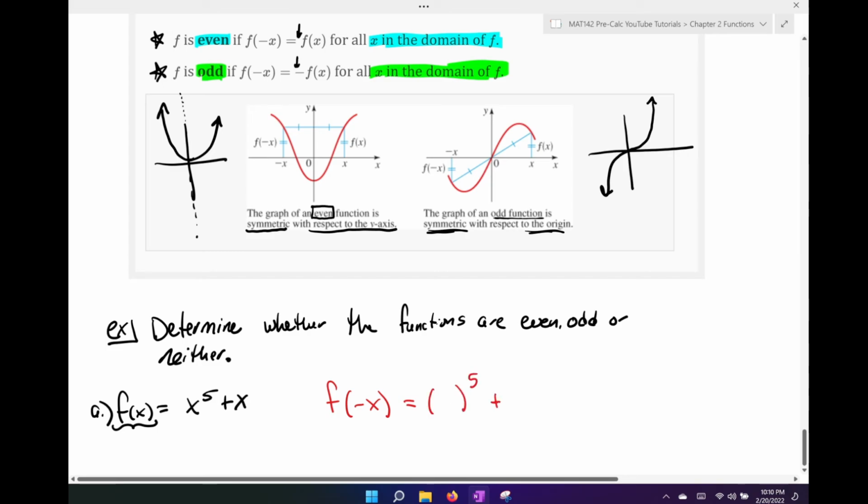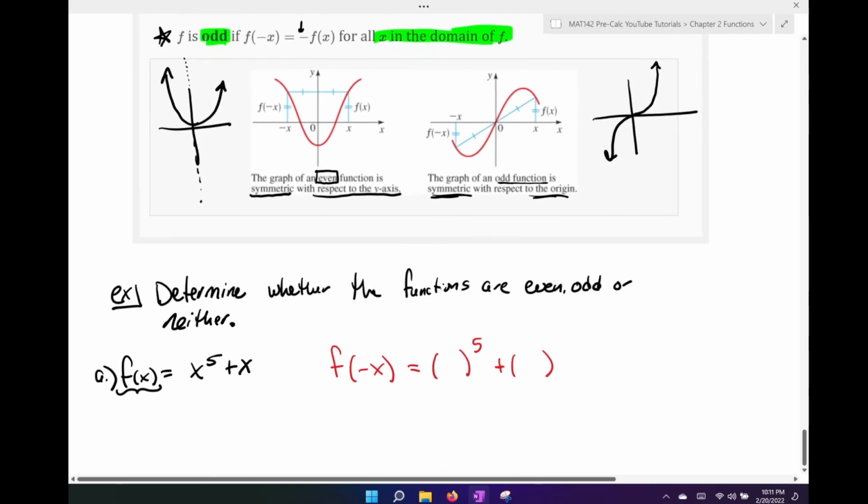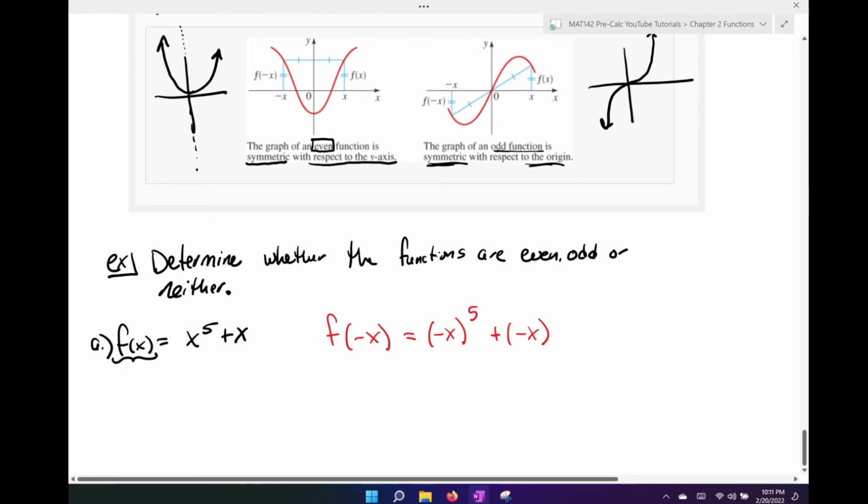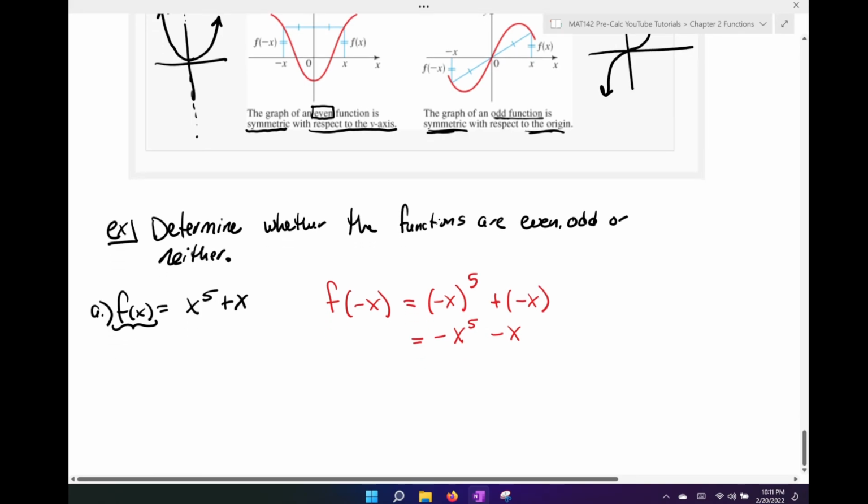So I'm a big fan, first of all, of putting parentheses and then making your substitution, okay? So that's just me. So I will put parentheses first. Then I will substitute in negative x. All right? Now, from here, we know the quantity negative x to the fifth, no matter what the number is, it's going to be negative. All right? In fact, let me just write this like this. So we have negative x to the fifth minus x, okay? And then from here, I can factor out a negative 1.